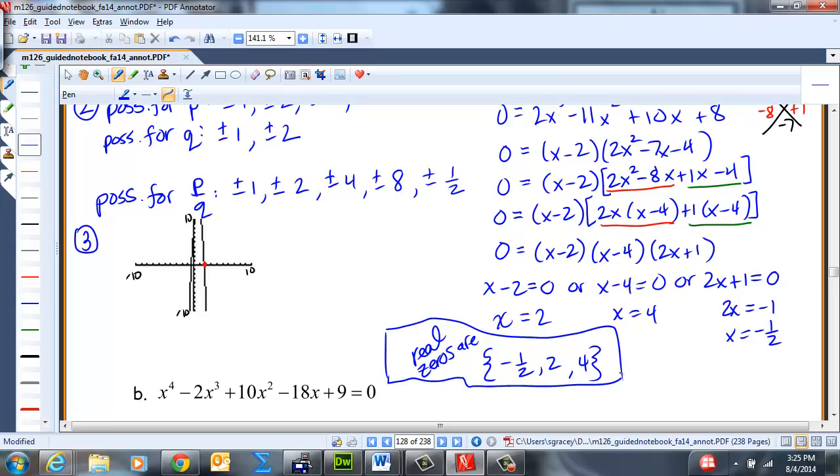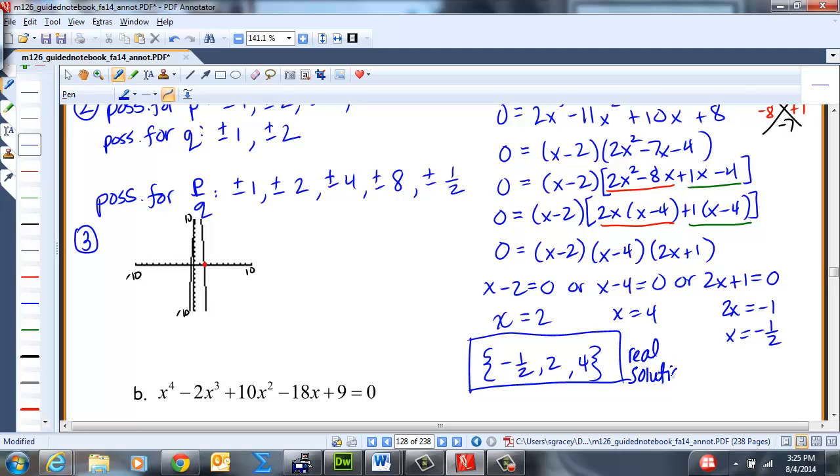And actually, you don't need to say real zeros on this one. It actually asks you to find the real solutions. So these are the real solutions. Okay, part B.